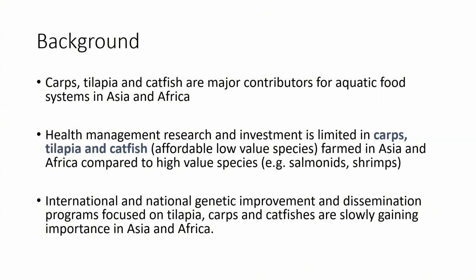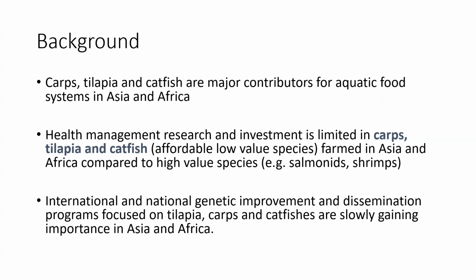At the same time, if you look at the international and national investments on genetic improvement programs, dissemination of improved varieties and improved breeds, scaling programs, they're very well developed for tilapia, and for salmonids fairly well developed, for shrimp. But for tilapia, carps, and catfish, it's slowly gaining importance. You know about some of the important genetic programs for tilapia, for carps in many countries in Asia, and also for catfish in some other countries in Africa.